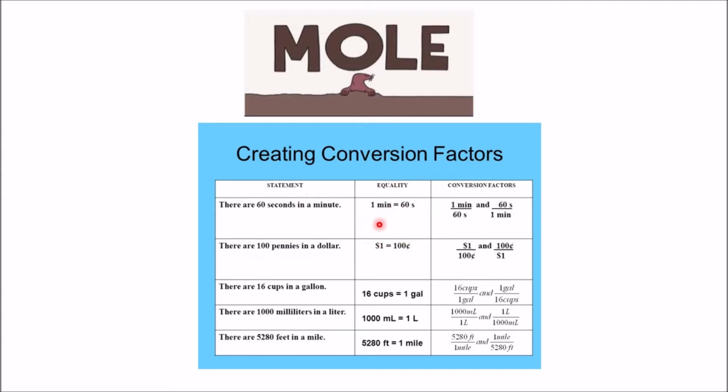Once we have the equality, we can write the conversion factors as 1 minute over 60 seconds and 60 seconds over 1 minute. Once we have this conversion factor, we can calculate how many seconds are there in 240 minutes, or how many minutes are there in 240 seconds.